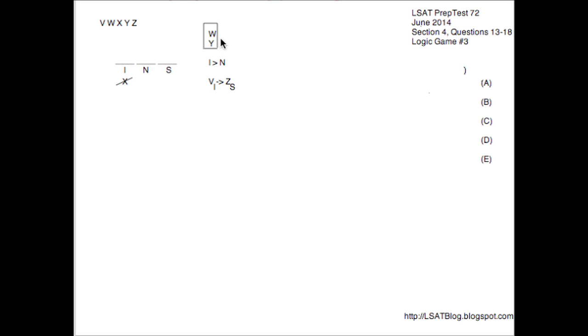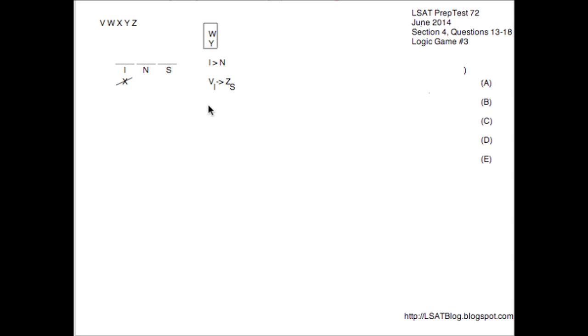We have W and Y together in the same country, so I put them as a vertical box there. X goes to Norway or Sweden, so it cannot go to Iceland. There are more artifacts in Iceland than in Norway. And finally, if V is Iceland, then Z is Sweden. So I wouldn't bother doing the contrapositive of this last one here because the result would be too ambiguous.